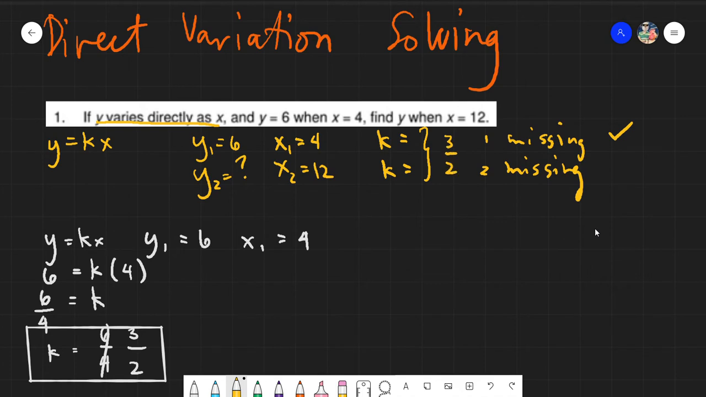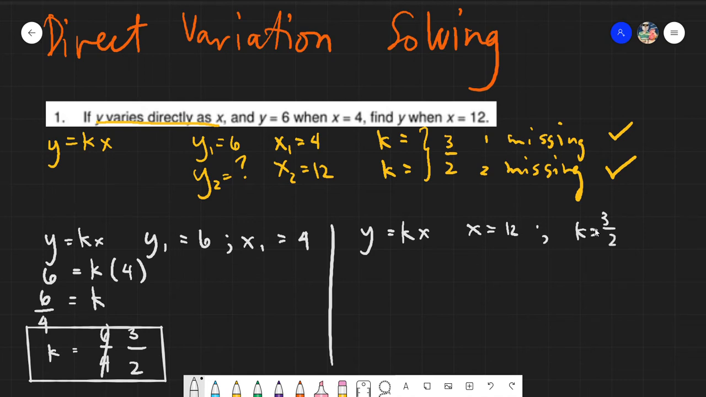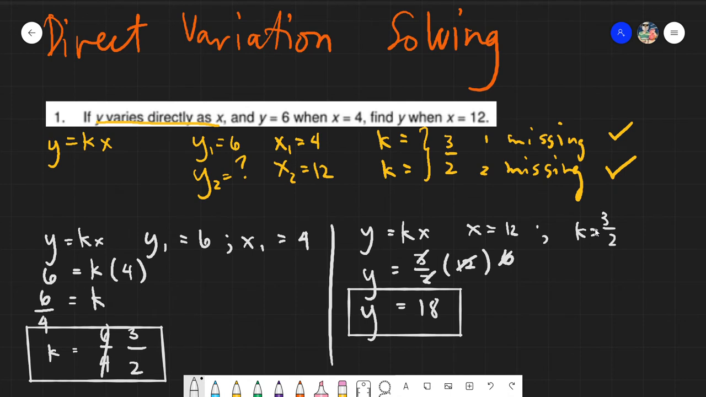Now we go to our second given. In the second given, you just have one missing, which is y sub 2. What we need to do here is simply substitute all the values that we need. We have x equal to 12 and k is equal to 3 halves. So y is equal to 3 halves times 12. Evaluating this gives us 12 divided by 2, which is 6, and 6 times 3 is 18. Therefore, the last missing value for y is simply 18.